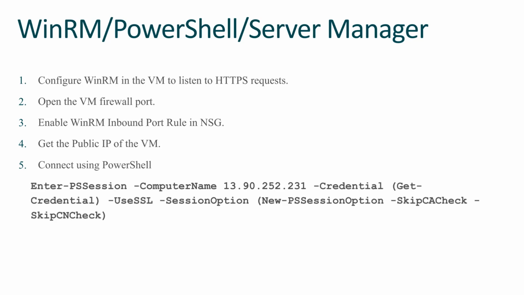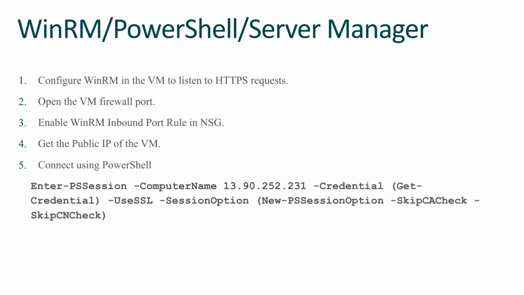Within the virtual machine, you've got to configure it to listen to HTTPS for WinRM. So there's a WinRM configuration command you'll run. You'll see this in the demos. Open the VM firewall port. Just because I've opened the network security group in Azure doesn't necessarily mean that within the virtual machine's operating system, the required port is actually open. So I've got to make sure that port gets open as well.